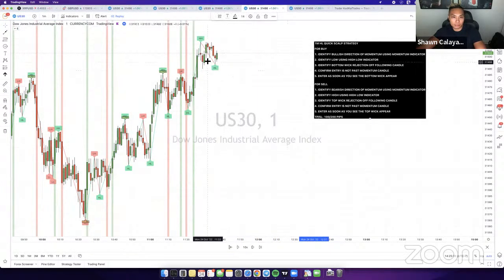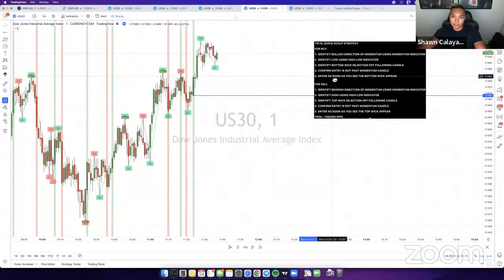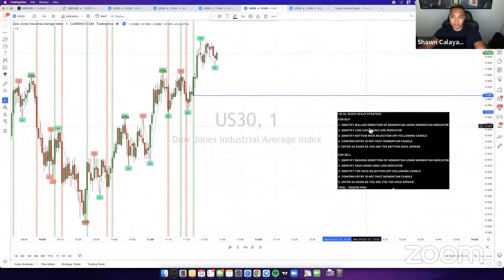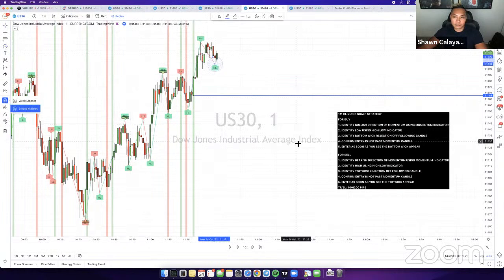So again, over here, there's another example for a buy. The reason we're looking for a buy is because the momentum signal here is green. I'm going to mark this up so you can see where momentum's sitting. Identify bullish direction of momentum using the momentum indicator. We have a buy signal right here, so that fits requirement number 1. Requirement number 2 is you want to identify the low using the high-low indicator. Price pushed up, came back down. The low is right here. So that fits the second requirement.